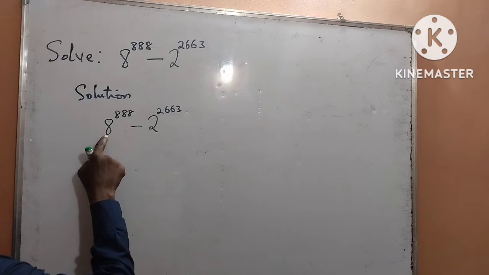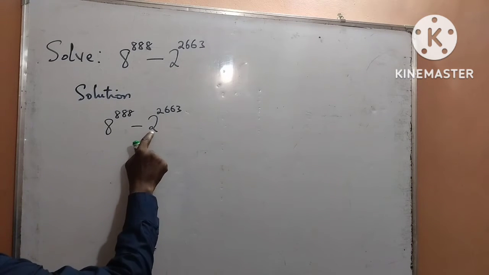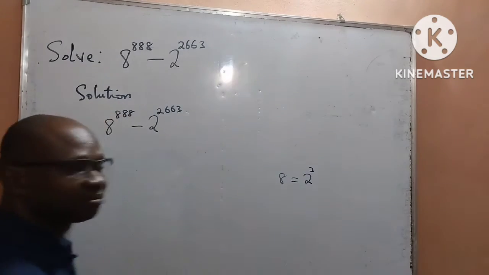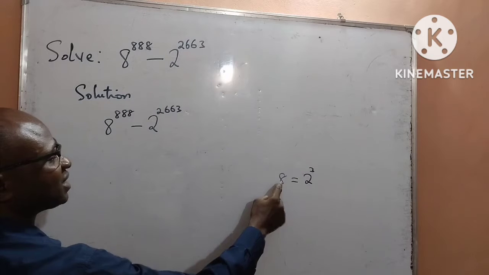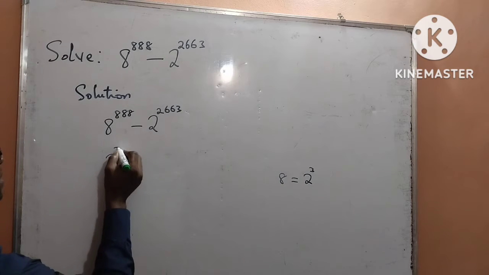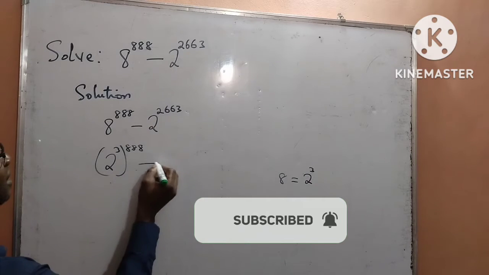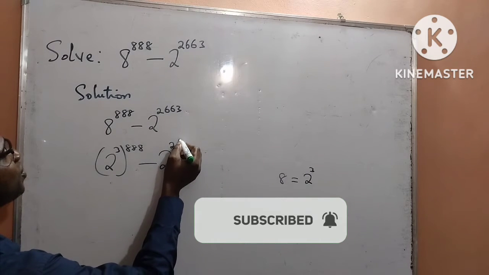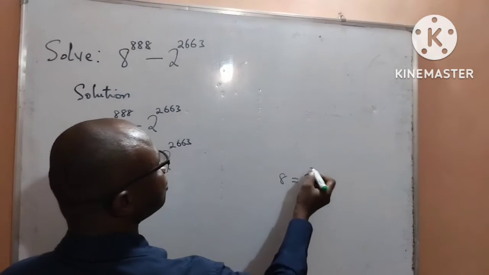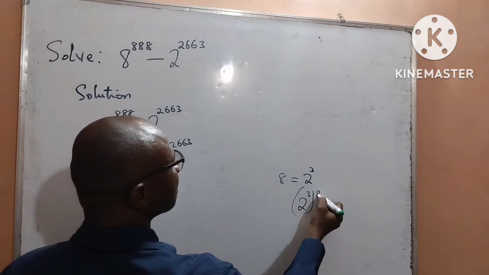What I will do is put this 8 in index form, and of course in base 2. My 8 is the same thing as 2 raised to the power 3. So 2 to the power of 3 is the same as 8. So I will represent this 8 the same way. That means I shall have 2 to the power of 3, then to the power of 888, then minus 2 to the power of 2663. But looking at this, I have 2 to the power of 3, then into the bracket 888.